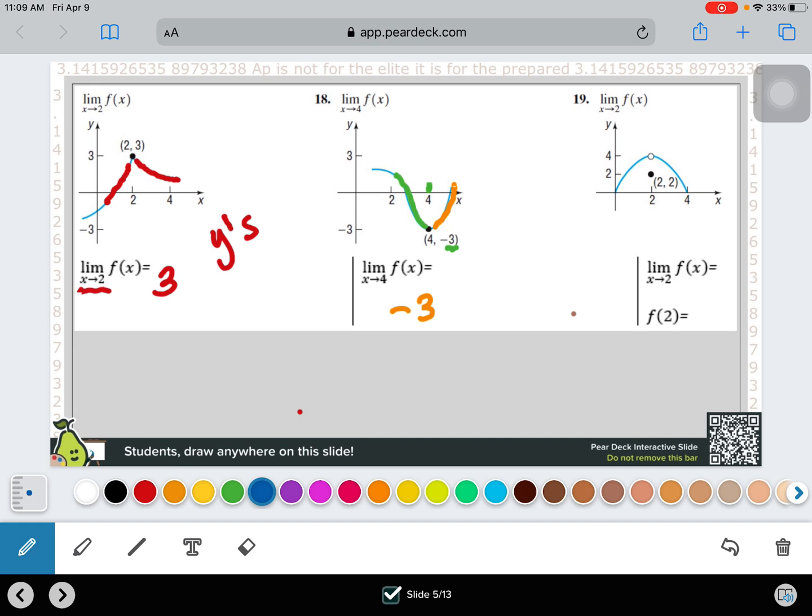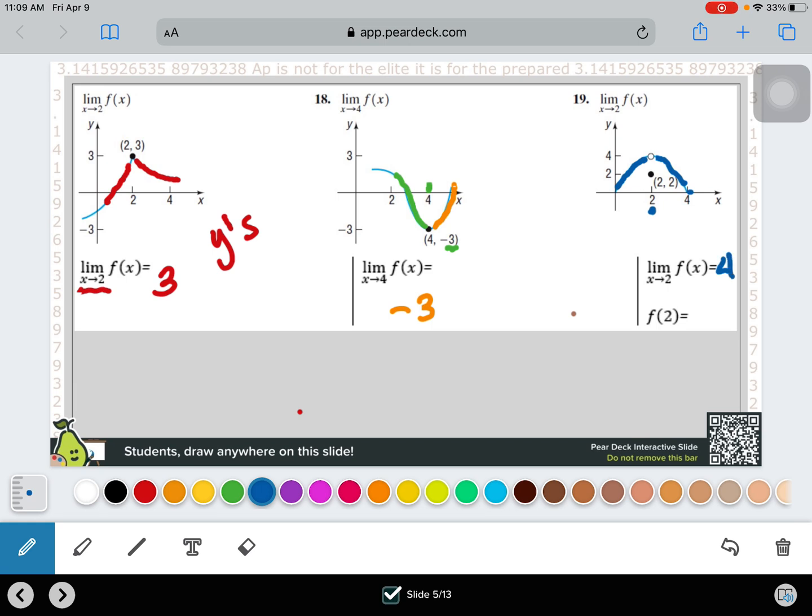So hopefully you were able to see that for the limit as x approaches 2, this is my x equals 2. What is my y value? Well, my value gets really, really close to this hole. And remember, the limit is an approximation to this, so my limit is 4.